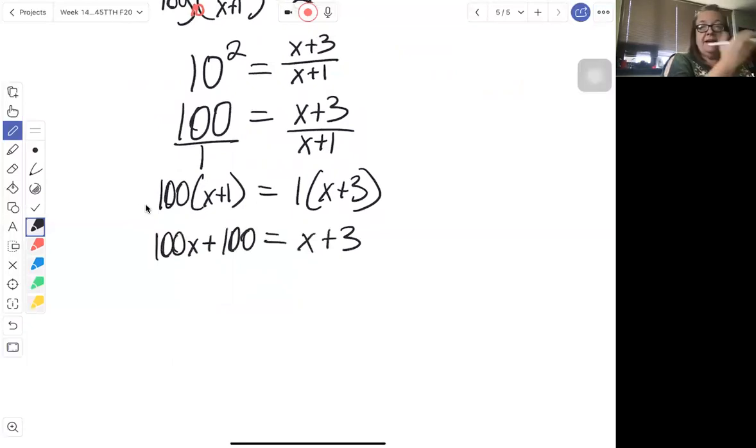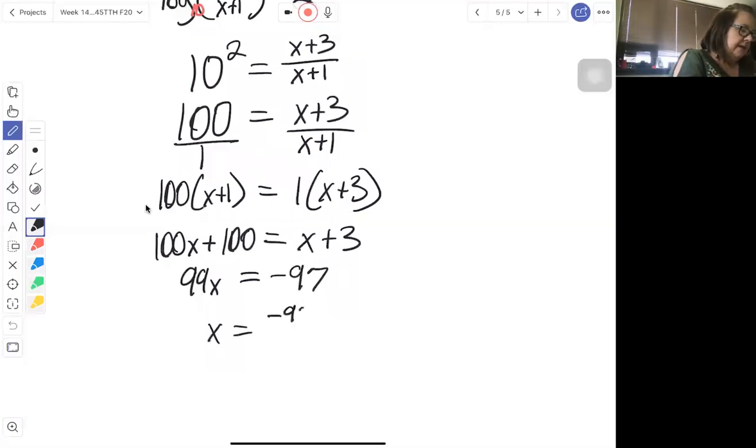Get your x's together and constants together. So we subtract x from both sides, get 99x. Subtract 100 from both sides, get negative 97. So x is negative 97 over 99.